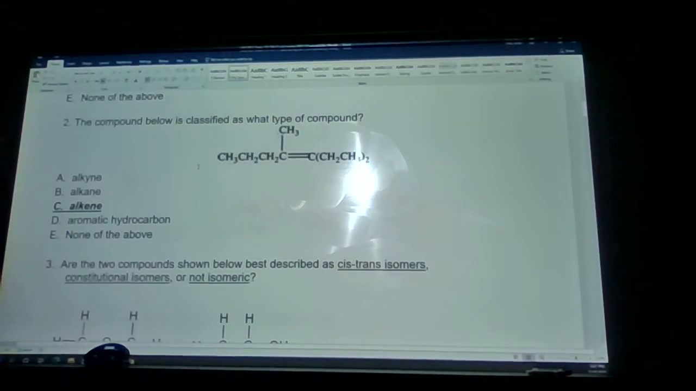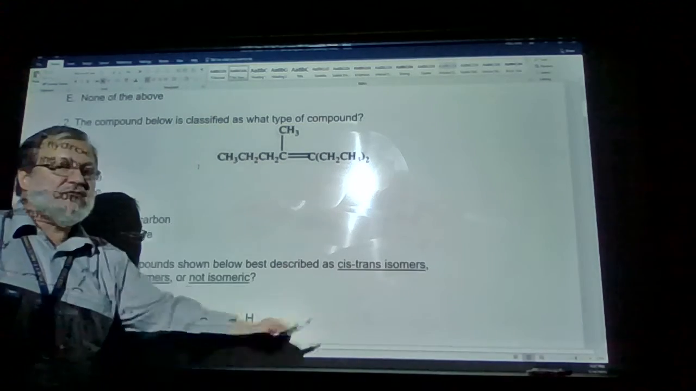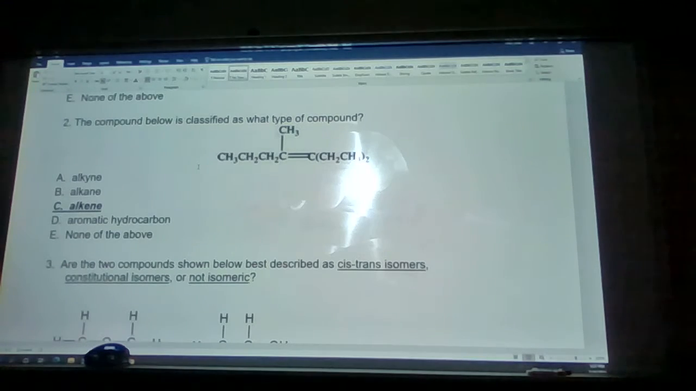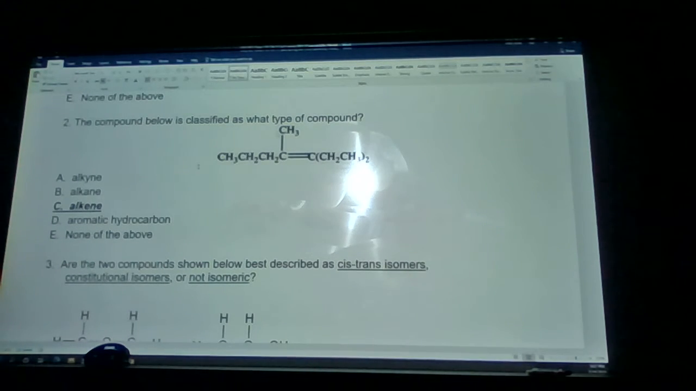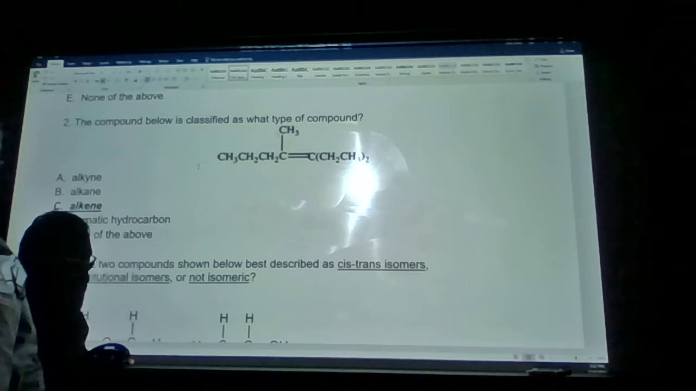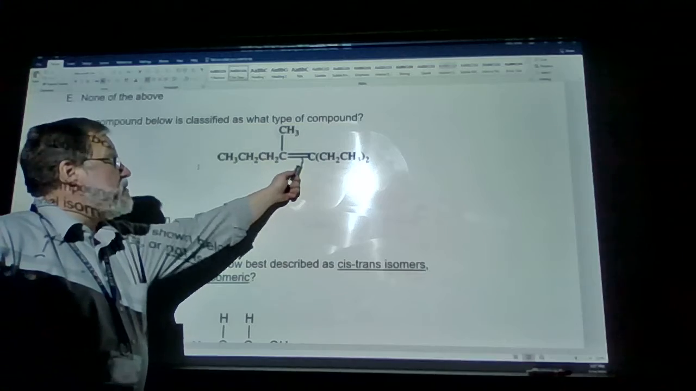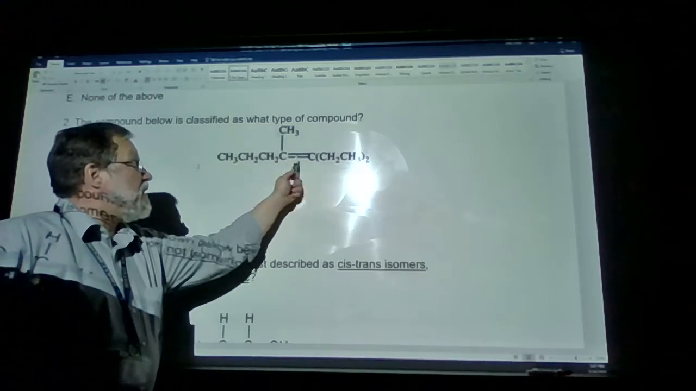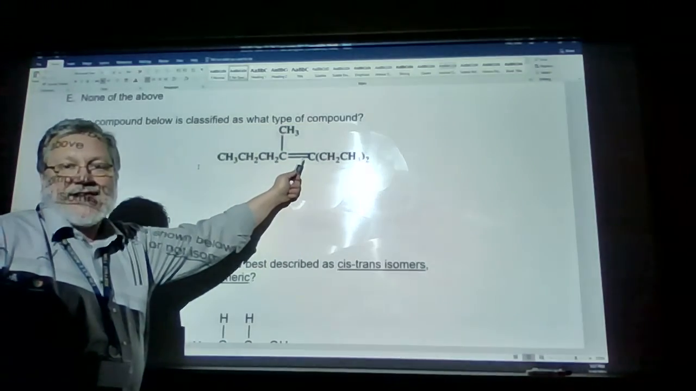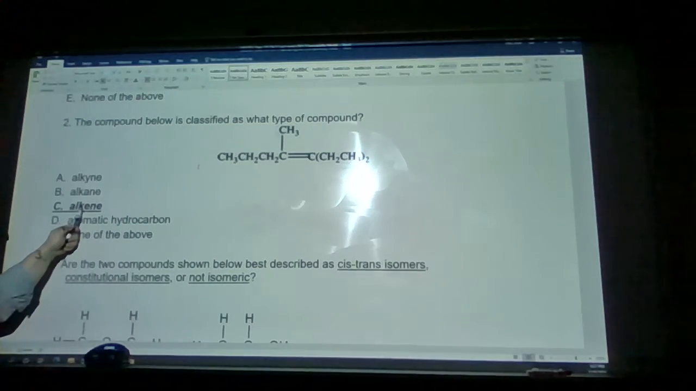Number 2, the compound below is classified as what type of compound? What kind of bonds between our carbons do we have? Do we have all single carbon-carbon bonds? Do we have double bonds, or do we have a triple bond? Single, single, single, double, single, single. So this is a double bond. This is an alkene, the ENE.